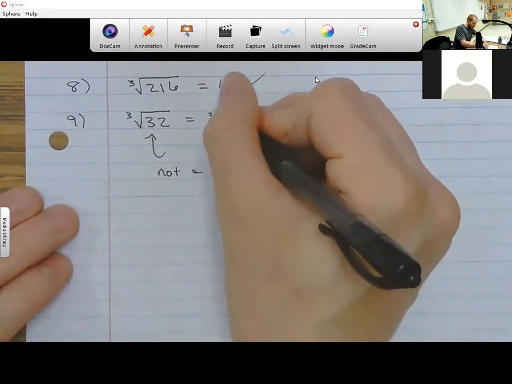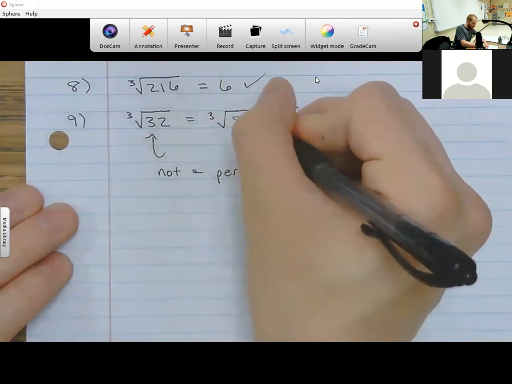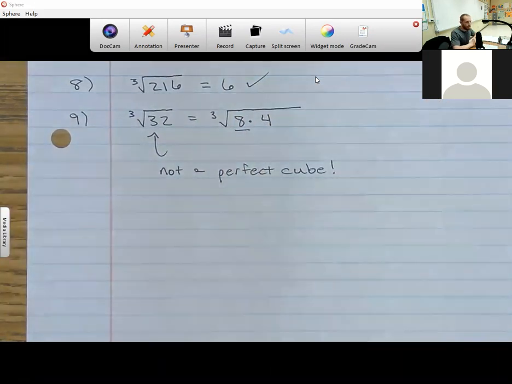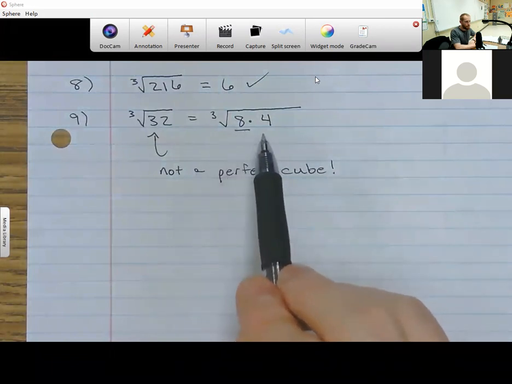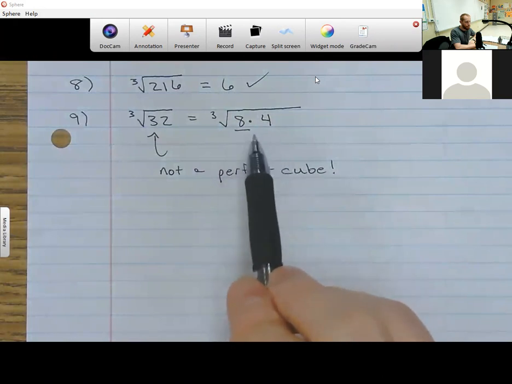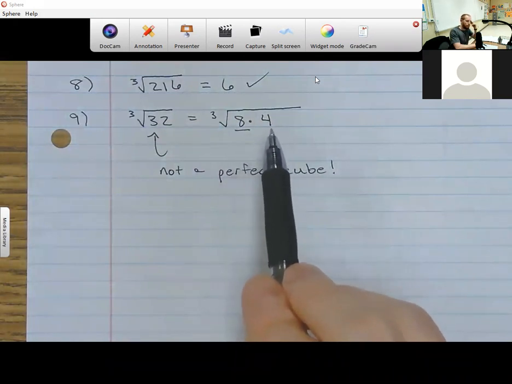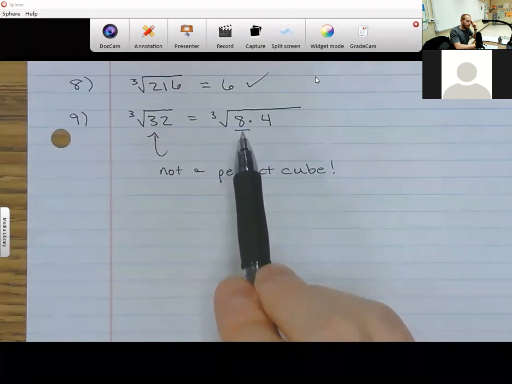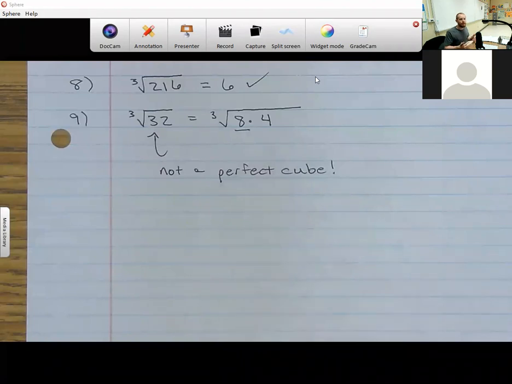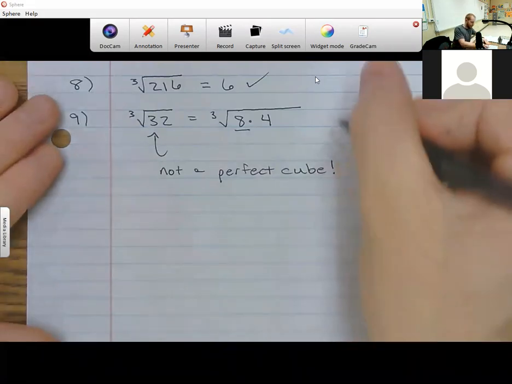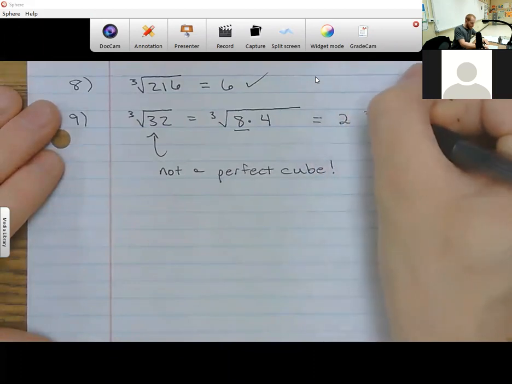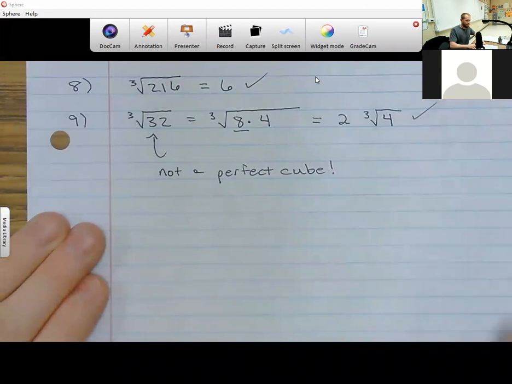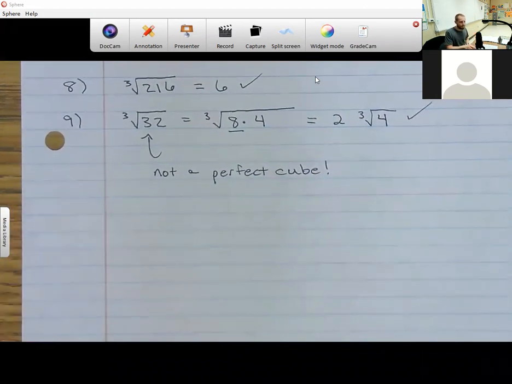While you're thinking about that, I'm going to break up 32 into 8 times 4. Now, which one of these is the perfect cube, 8 or 4? Well, 4 is a perfect square, but it's not a perfect cube. 8 is actually the perfect cube. And what's the cube root of 8? 2. So I can take out the 8 as a 2, and then the 4 has to stay in there because I can't take it out. And that's it. 2 times the cube root of 4. That's my answer. That's all I can do.